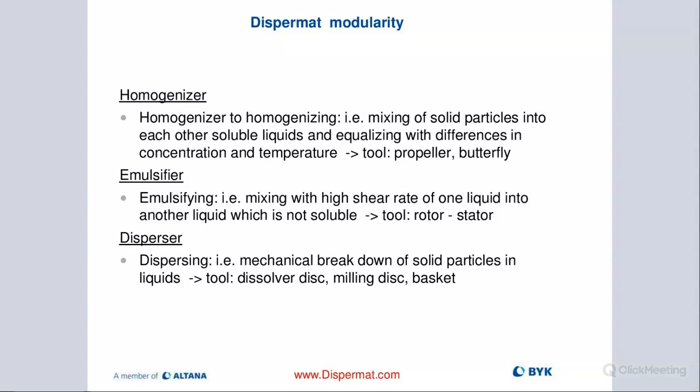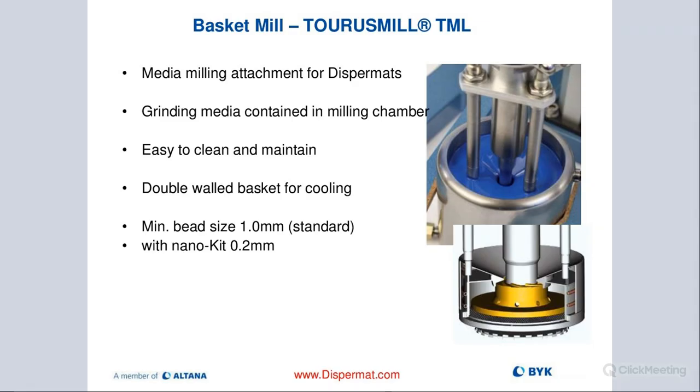So the different accessories allow you then to use the Dispermats as a homogenizing tool. So you could add a propeller or a butterfly tool. We can use them as an emulsifier with that rotor stator, or as a disperser by using the Cowles blade, and then moving over to a milling system, the basket mill or that vertical bead mill. And that brings us to the very first milling system we're going to talk about today, which is our Torus Mill TML, the basket mill.